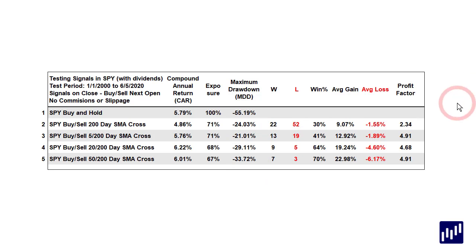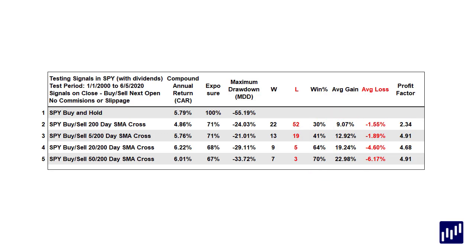So as I said, the win percent does increase as you extend the moving average period from 5 to 20 to 50. And you can also see that the average gain, of course, increases.